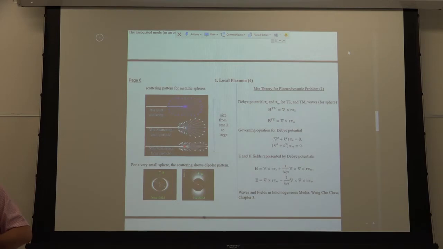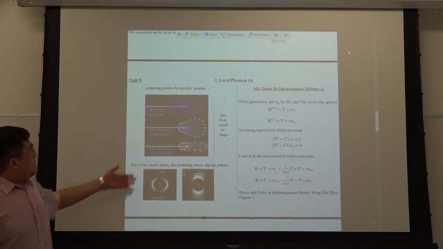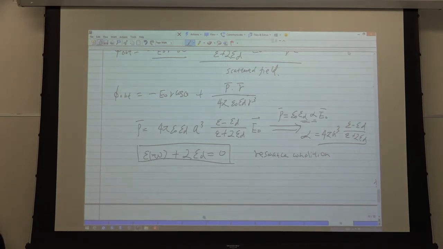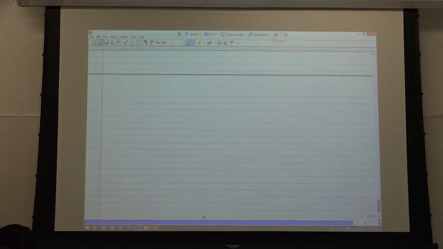Then I go a little bit further. This is a very important thing, the scaling pattern for a metallic sphere, for a sphere from small to large. This is a very important theory for a sphere. The sphere, I think, is maybe the oldest problem that people study in electromagnetics, and like many such studies, it has rich physics. Sphere scattering.